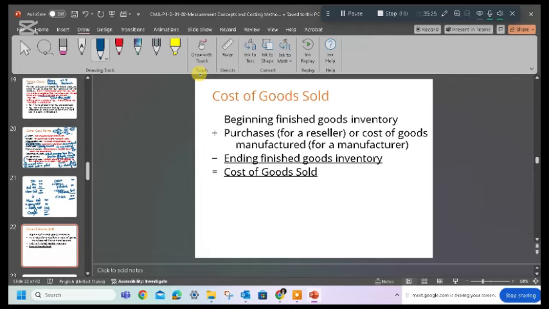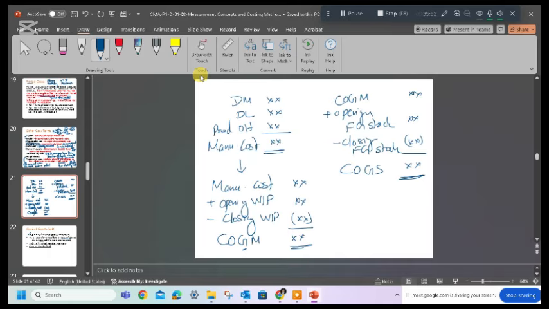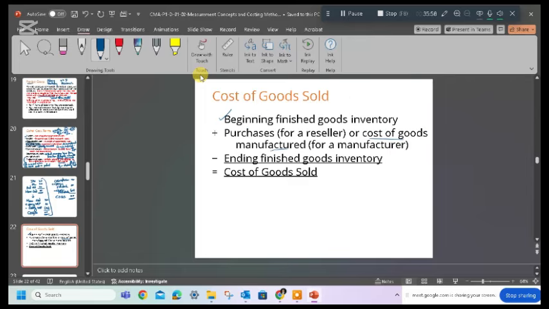See, beginning finished goods inventory, purchases or cost of goods manufactured. See, if it is a retailer, somebody who is buying and selling, instead of COGM, he will have purchases. Because he doesn't manufacture, right? This whole thing is not going to be there for him. He just buys and sells. So for a retailer, we will say purchases plus opening stock minus closing stock. That is what this says here. Purchases for a reseller. Cost of goods manufactured for a manufacturer.